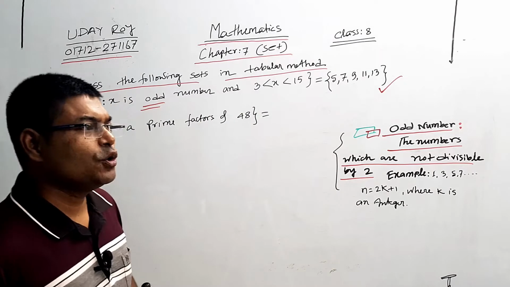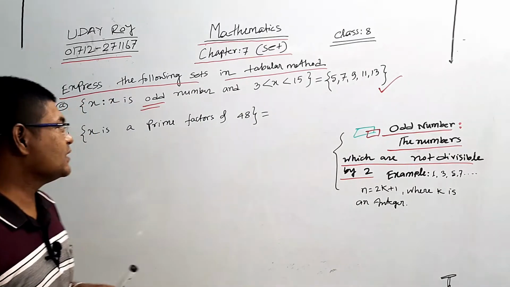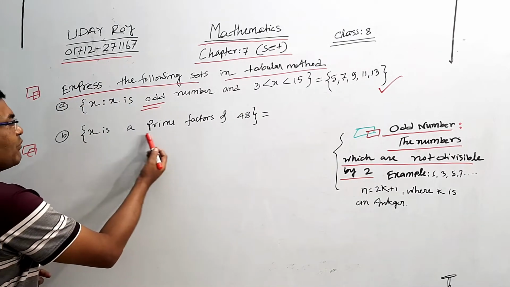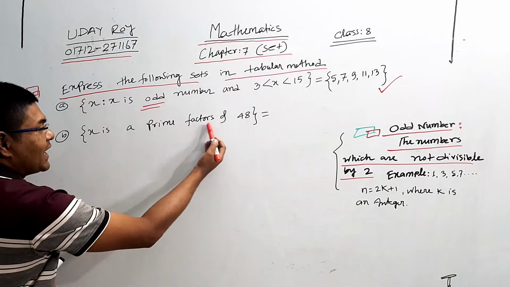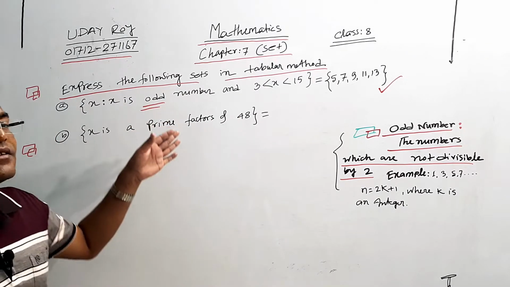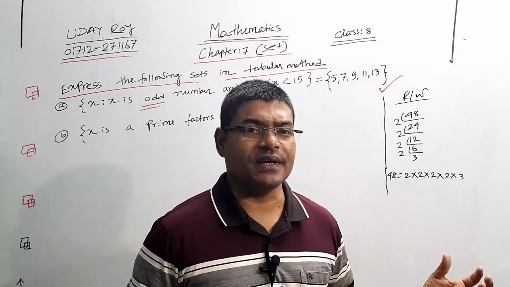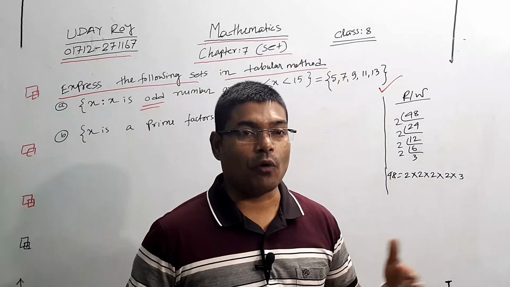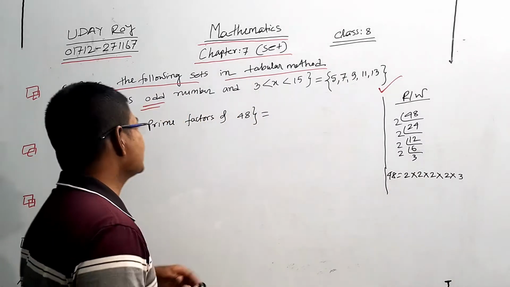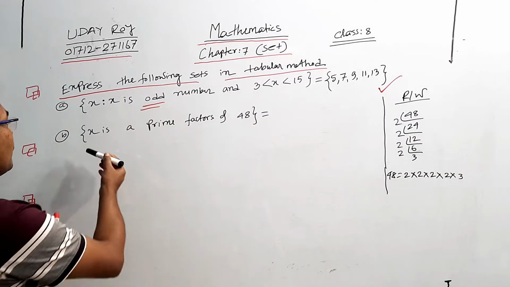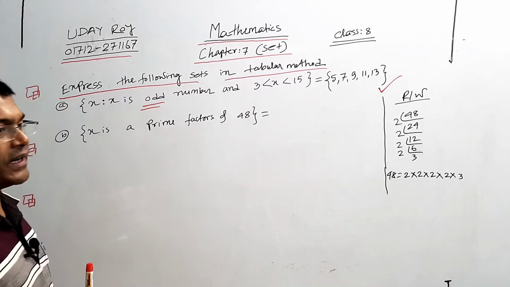Let's come back. We will do another maths. The maths is: x is a prime number, prime factors of 48. Let's come back to the board. Please follow the board. You can see x is a prime factor of 48.